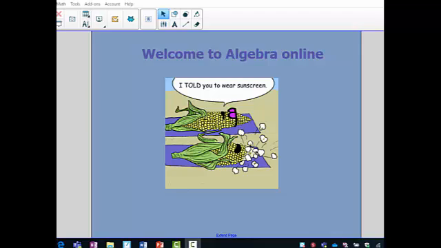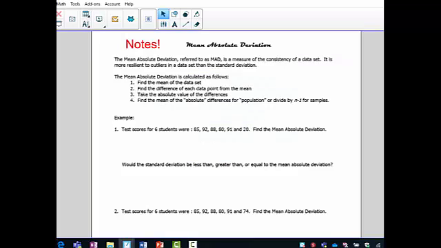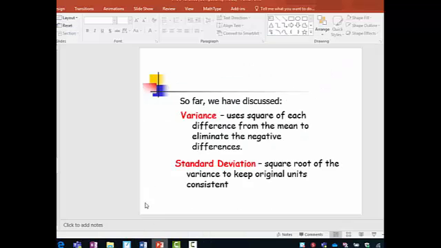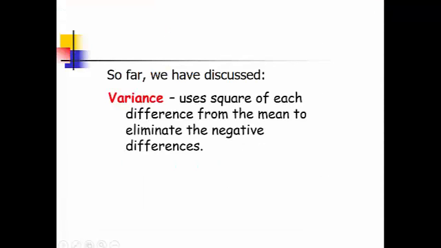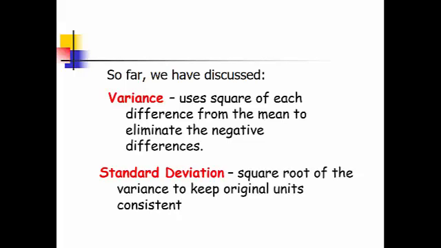And we did this last year, so this will be a quick refresher. We're going to look at your notes, and we're also going to look a little bit at this overview. So far we discussed variance, which uses the square of each difference from the mean to eliminate negative differences, and the standard deviation, which then takes the square root of the variance.